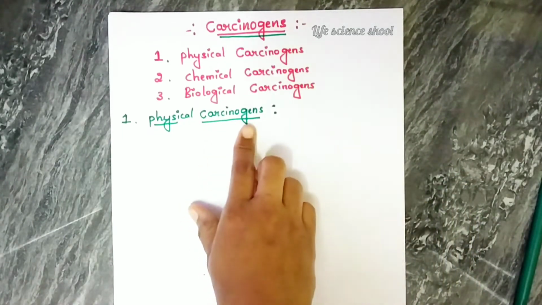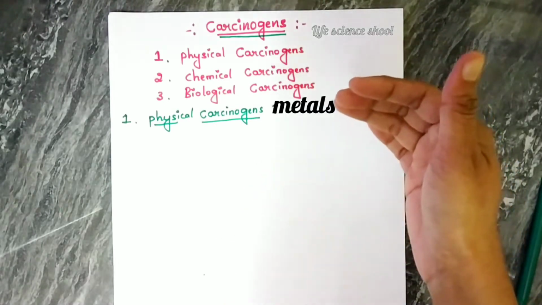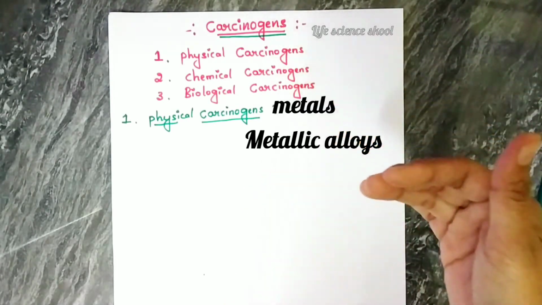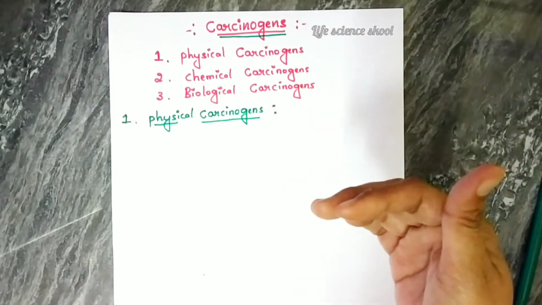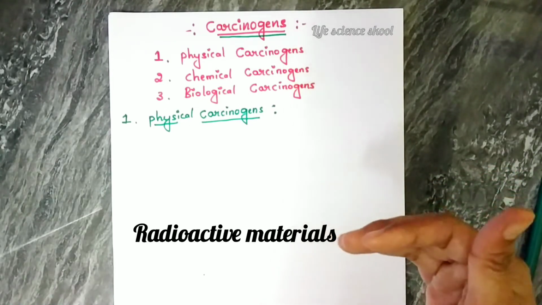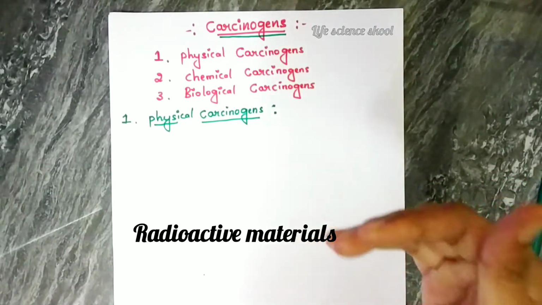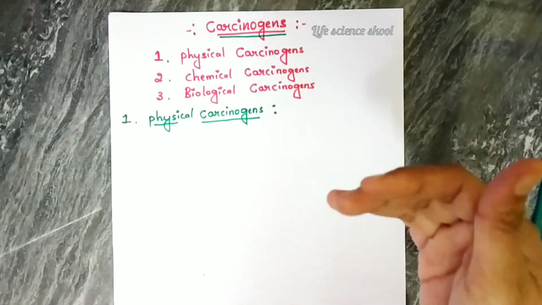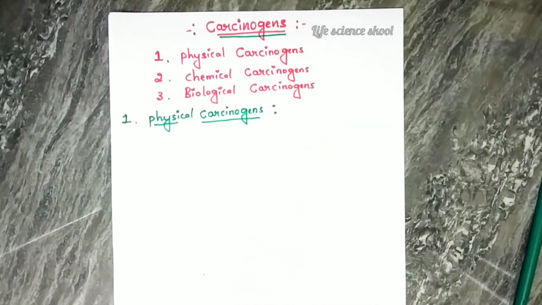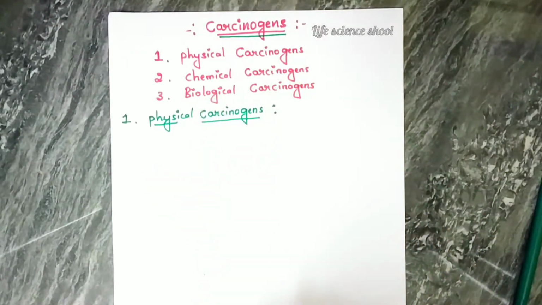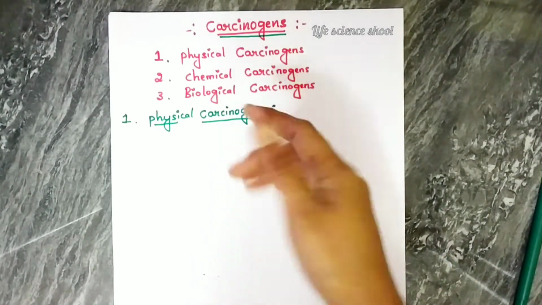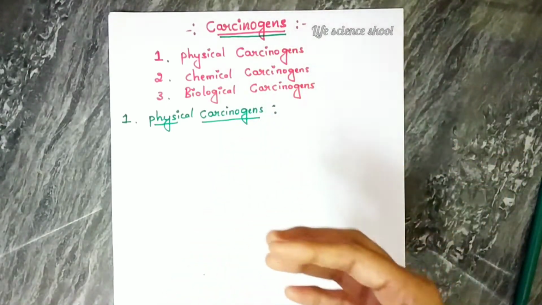The physical carcinogens include metals, metallic alloys, synthetic products and other natural materials, and they also include radioactive materials, for example radiations, UV rays and X-rays, etc. So these are all physical carcinogens which cause cancer to living beings. For example, exposure of laboratory animals to X-rays and other radioactive substances has been shown to cause cancer.